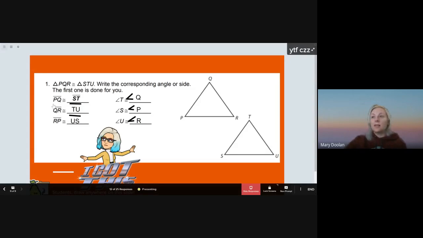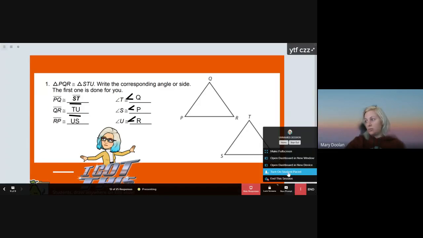And then the same thing for the side lengths. P, Q, well, that's the first 2 letters. First letter, second letter, so ST. QR, the last 2 letters, QR, so TU. RP, it's the last letter and then the first letter. Same thing here, the last letter and then the first letter. The order is very important when you're writing congruent statements. So if you have 2 letters you have to write down, you have to make sure you have the correct order. And then again, with the angles, you have to make sure you're matching these up to the one that matches with it.